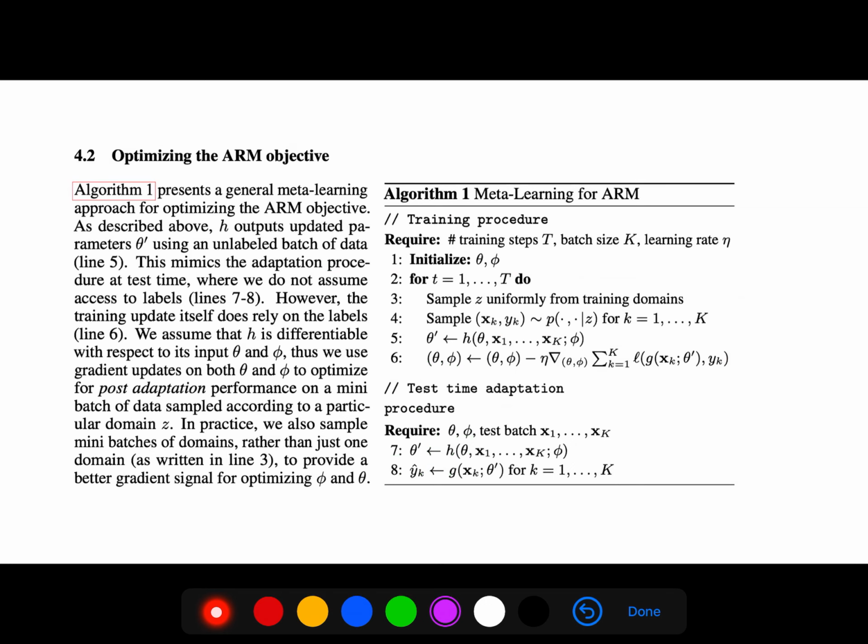So we require training step batch size K and learning rate gamma, and then we sample z uniformly from training domains. Then we sample x and y from this distribution, and then we just update. But at test time, we record theta and phi, and then we update.